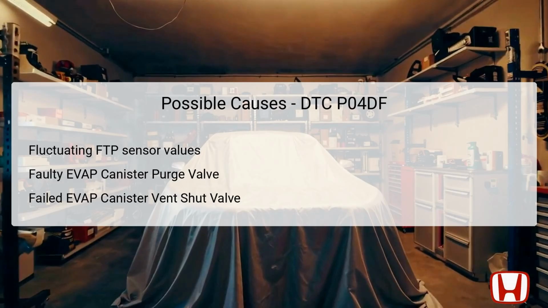If the valve is stuck open, it can allow too much vapor flow into the engine, triggering the high purge flow condition. Similarly, if the EVAP canister vent shut valve fails, it may create pressure imbalances in the system, contributing to erratic sensor signals. In summary, any failure in these components or their interactions can manifest as a high purge flow condition, leading to DTC P04DF being recorded.